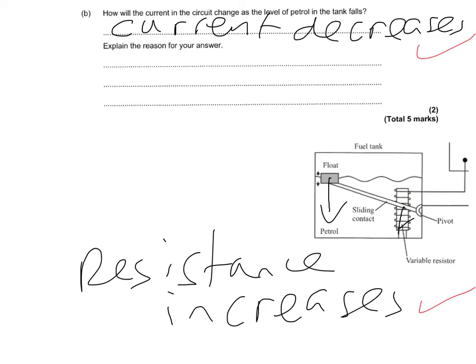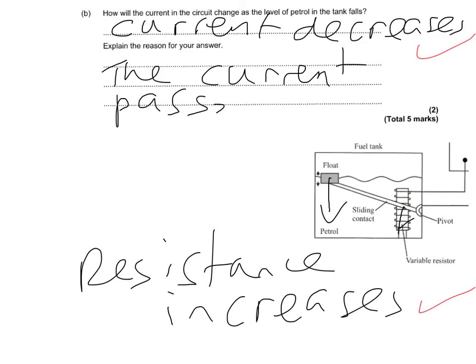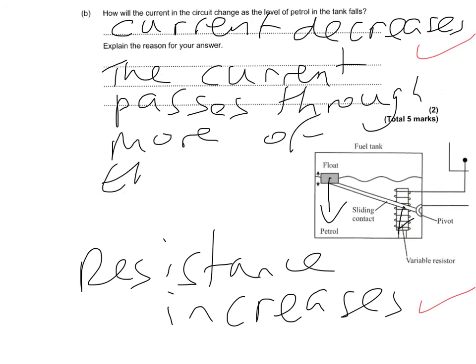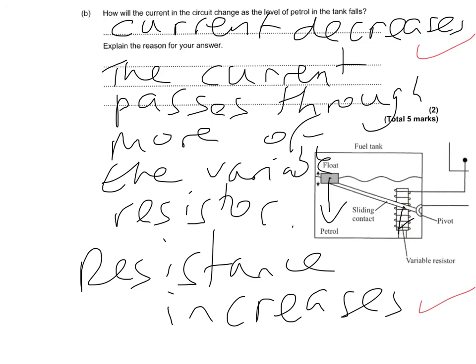However, just to explain it further, the reason the resistance increases is because the current passes through more of the variable resistor. And that's how you answer that question.